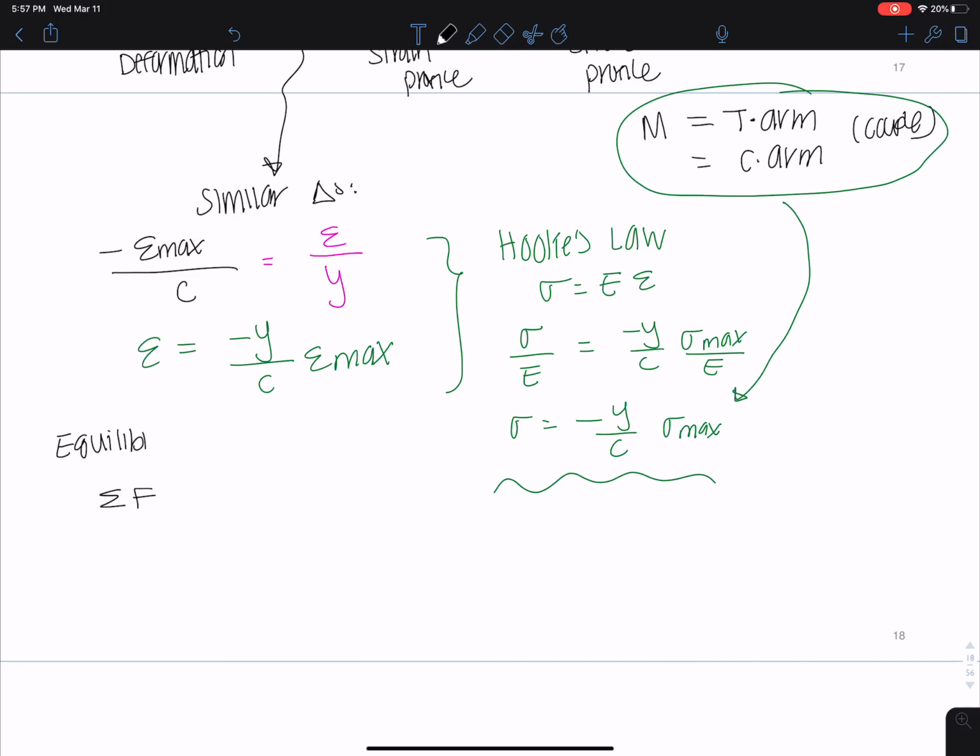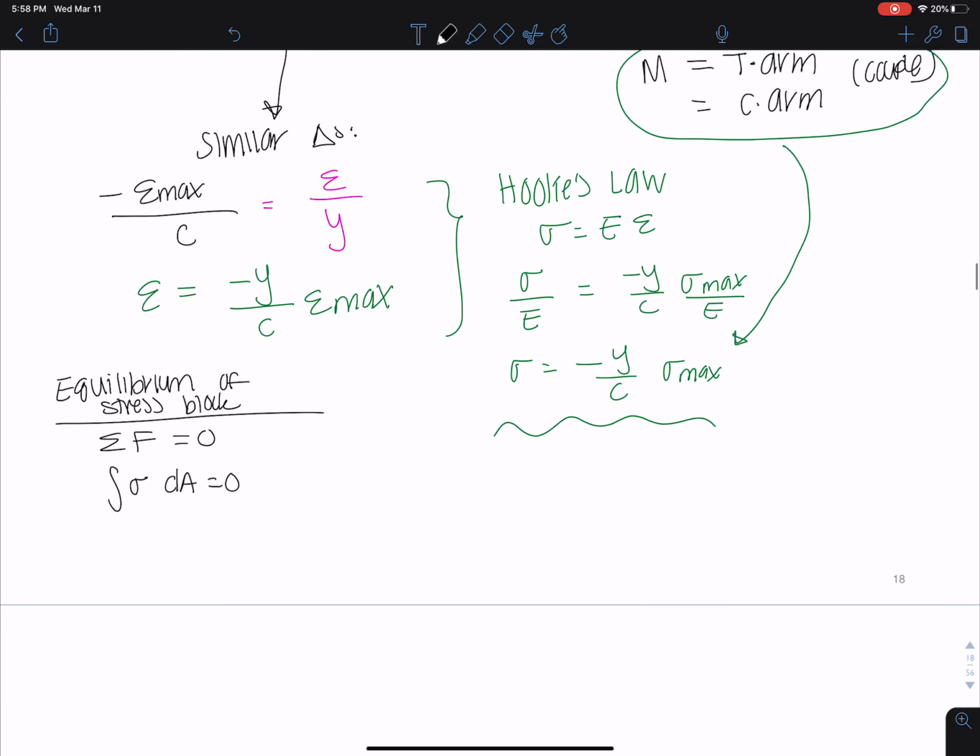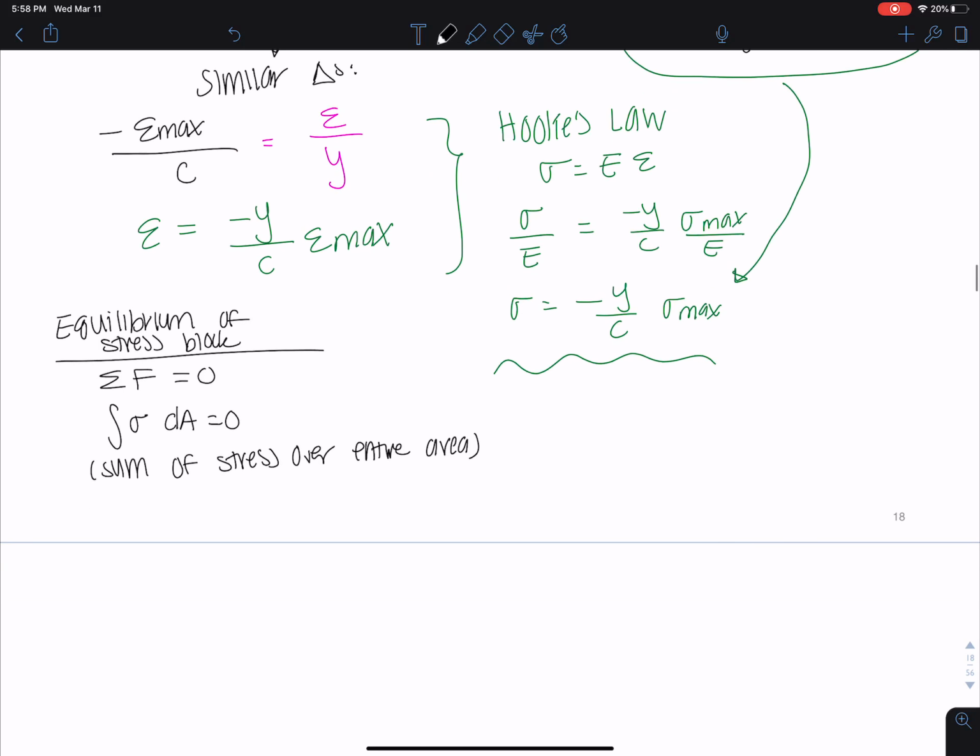Equilibrium of the stress block. The sum of forces is equal to 0. Well, that's just the integral of sigma dA equals 0. This is the sum, because we're taking that differential element of the stress over the entire area. And I'm going to substitute sigma equals negative y over c times sigma max in that integral.